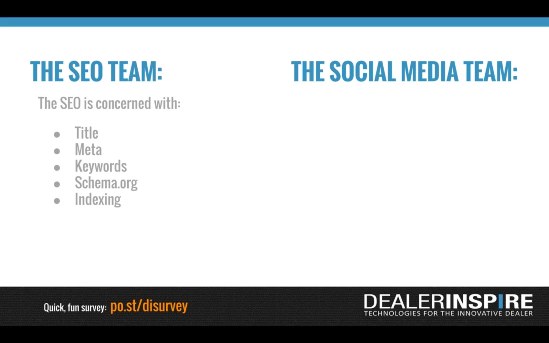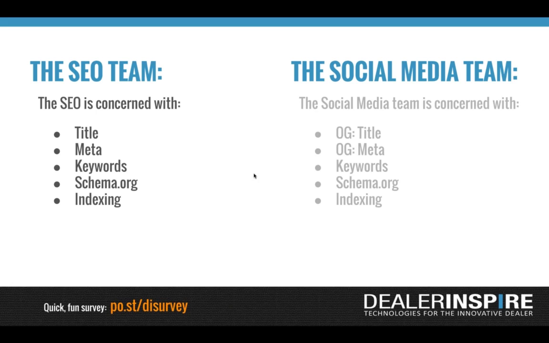Let me explain. We have the two teams, the SEO team and the social media team. The SEO team is really concerned with the things that help them rank in search engines. So the title, the meta description, keywords that are in the article, schema.org. Now that's structured data format. That's the next evolution of SEO. That's how you get into the knowledge graph and things. And really, they're concerned about indexing and getting their content as high as possible in the search engine, so that people can find them, click on it, and get right to your page.